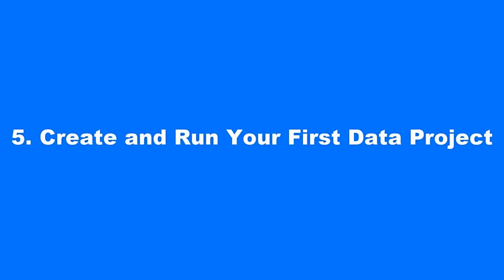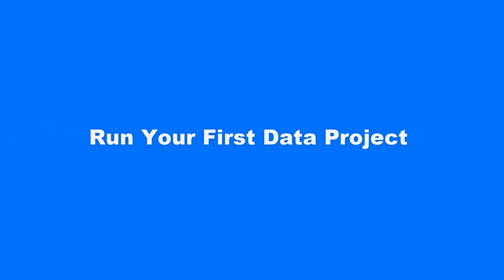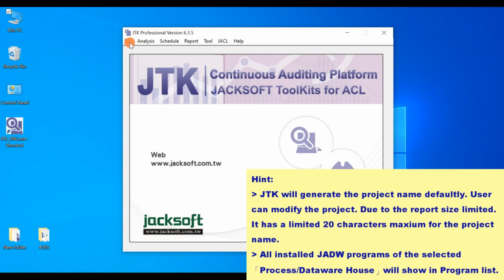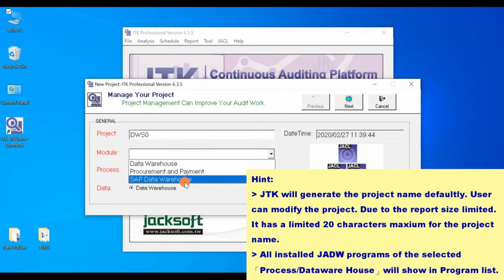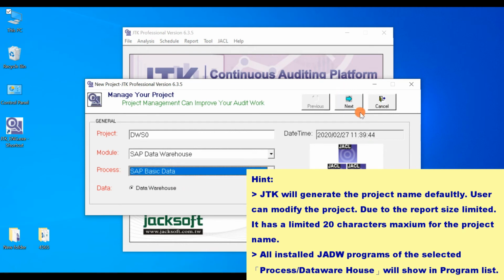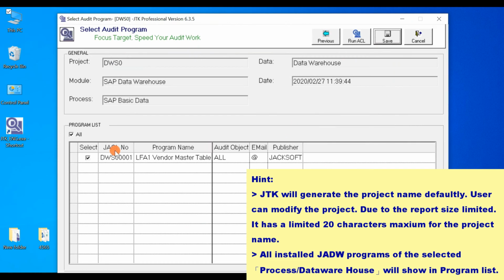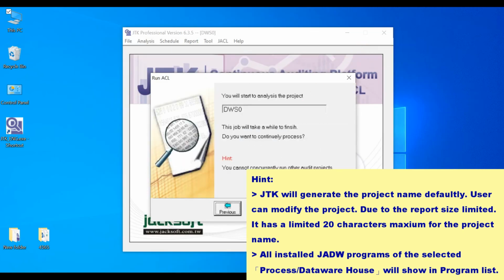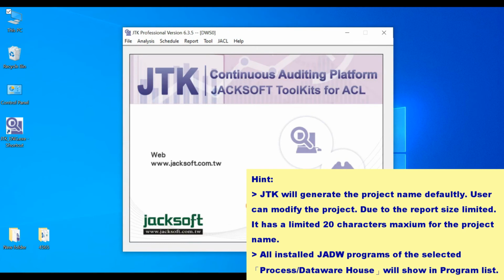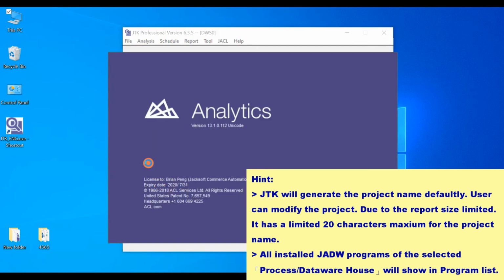5. Create and run your first data project. Run your first data project. 1. From the menu screen, select the File tab and click New Project function. 2. Enter project name. 3. Select the warehouse module name X SAP Data Warehouse. 4. Select process name X SAP Basic Data. 5. Press Next.